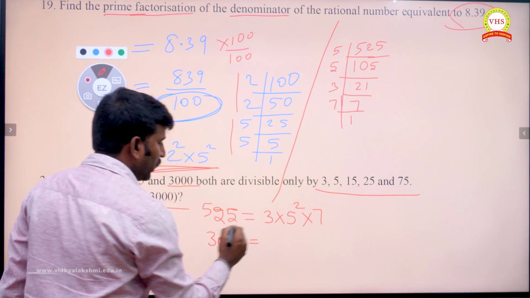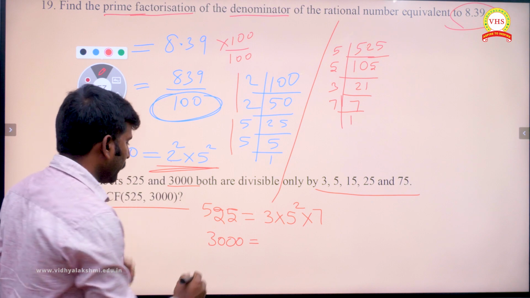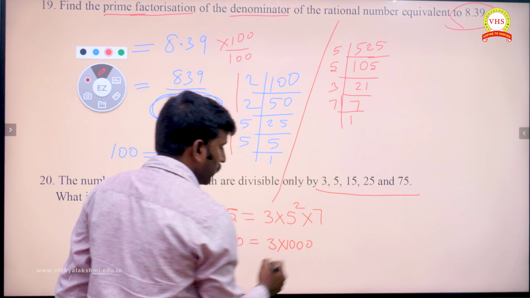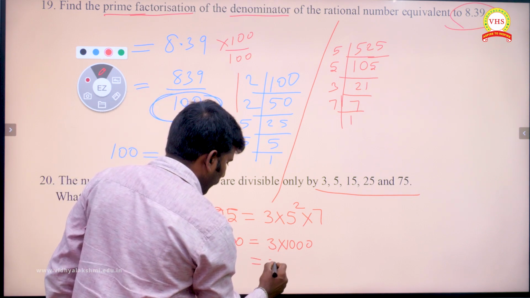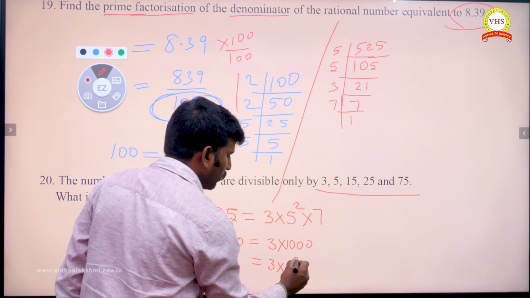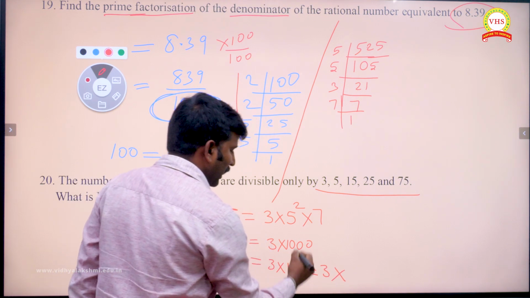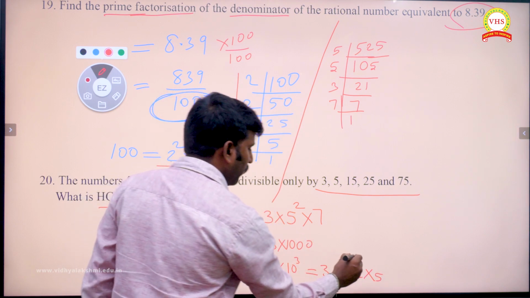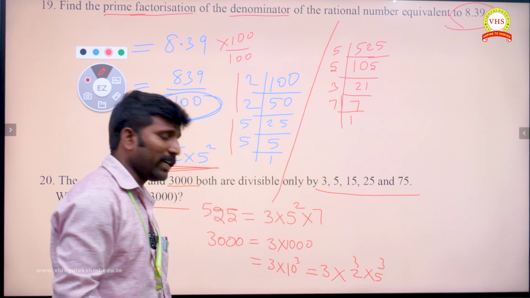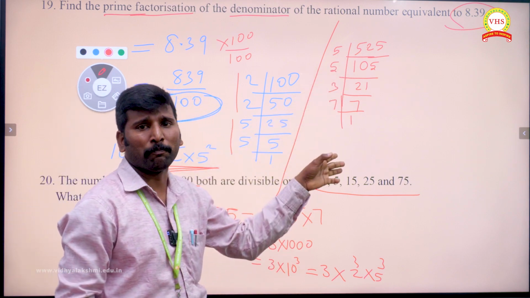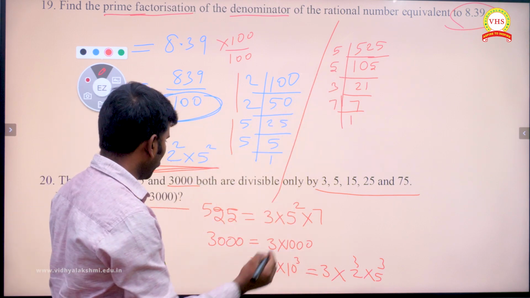3000, how will you write this? 3 into 1000. You write the 3 as it is. 1000 we can write as 10 power 3. So 3 into 10 power 3. And 10 means 2 into 5, and the power 3 will come for both. Then you will get 2 power 3, 5 power 3. If you do not understand this, go with this pattern; it will just take more time.